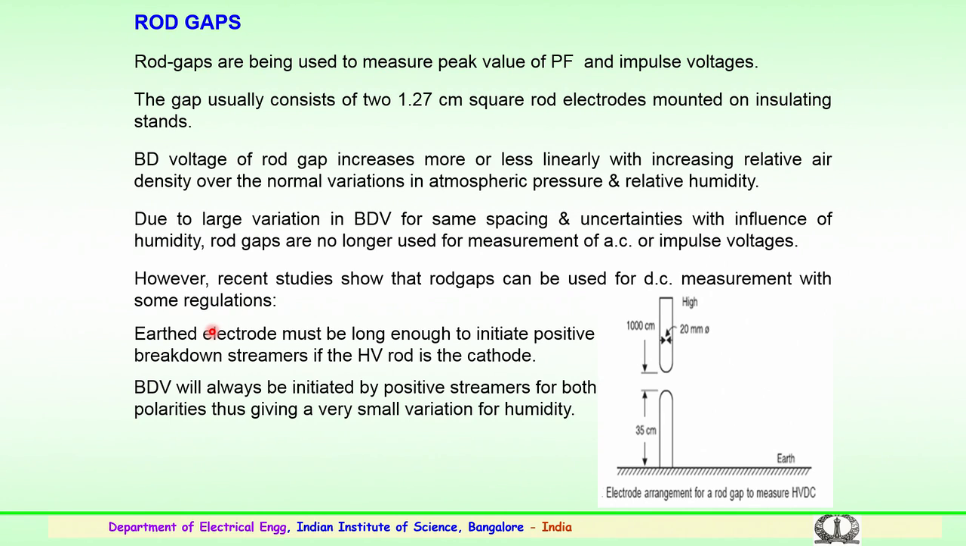However, recent studies show that rod gaps could be used for DC measurement with some regulations, and a lot of experiments are being conducted towards the use of DC measurement with rod gaps. Here one of the rods is connected to earth, and the earthed rod must be long enough to initiate the positive breakdown streamers if the high voltage is a cathode. So, the breakdown voltage will always be initiated by the positive streamers for both polarities, which gives a very small variation from the humidity effect.